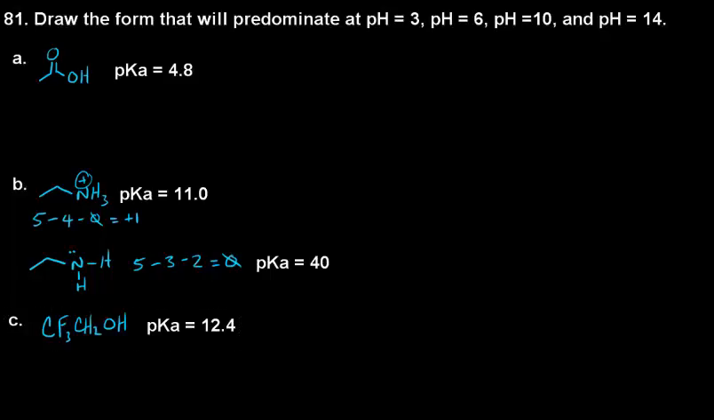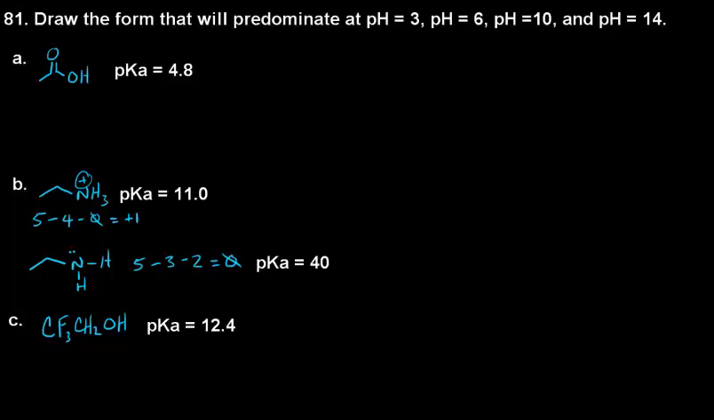Okay, so now going back to the actual question, I seem to be going off on tangents quite a bit. But question A, the carboxylic acid, pKa of 4.8. We want to see, at pH 3, 6, 10, and 14, what will be the predominant form? Will it be protonated or will it be deprotonated? Basically, that's what we're going for.